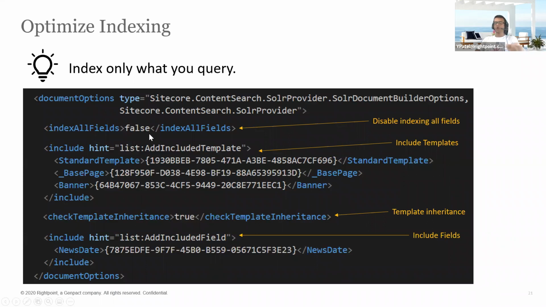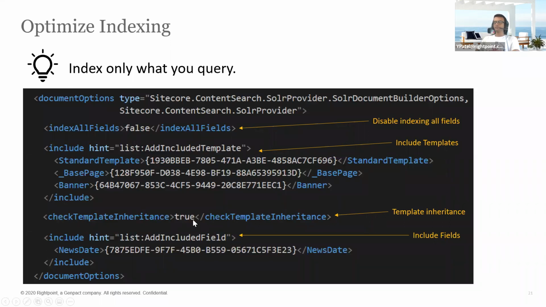What we can do is just the opposite of what Sitecore does. So we should set index all fields to false. We do not need to index anything which is out of the box. What we can do instead is add included templates, meaning we will include only those templates we want to query on, and the same thing on the fields as well. So that's one thing. And Sitecore also has a configuration like check template inheritance to true.